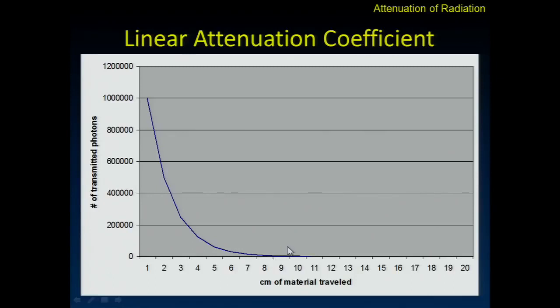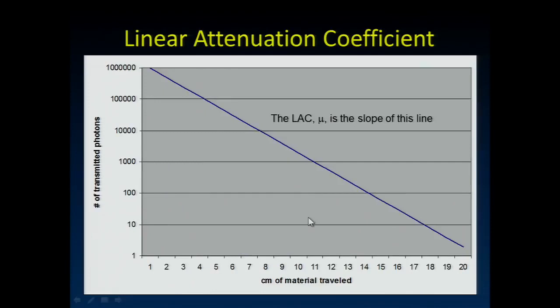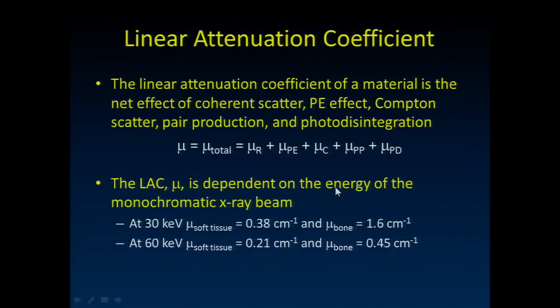And if you just plotted that on a semi-log plot, the slope of that line right there is the linear attenuation coefficient that we're talking about, the rate at which we remove those things from the beam.